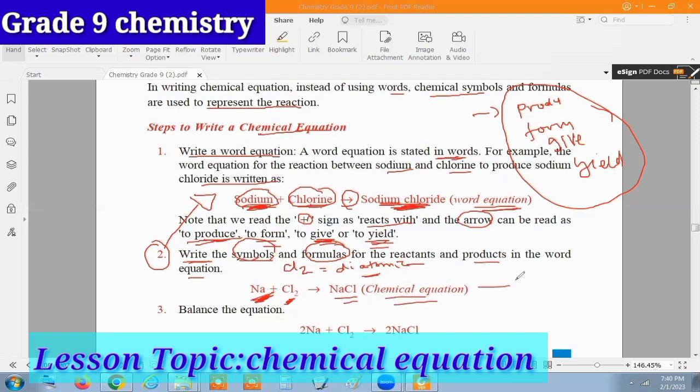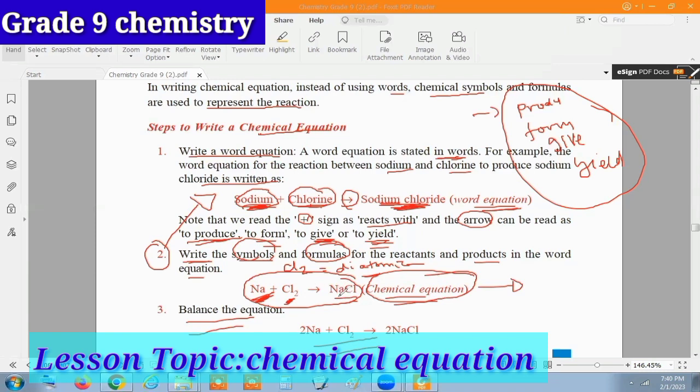Now this is the chemical equation. When we say chemical equation, it is what? It is the shorthand representation of the chemical reaction in terms of symbols and the formulas. In terms of symbols and the formulas it is considered to be a chemical equation. Now finally we have to balance the equation.